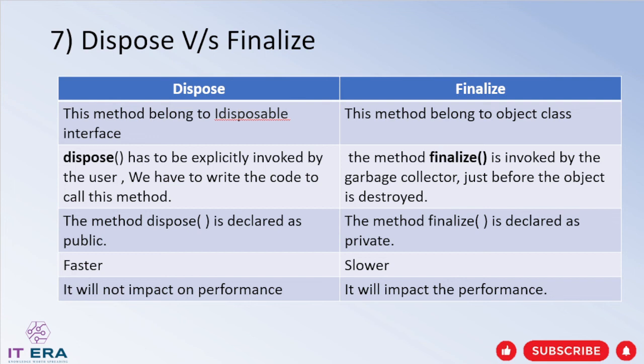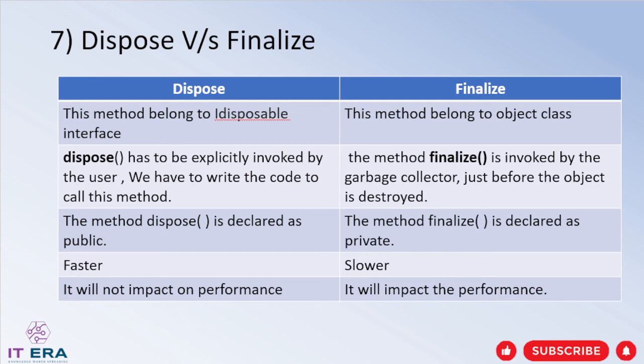Another one is, dispose method is declared as public, whereas finalize method is declared as private. Also, dispose method is faster and instantly disposes the object, but finalize method is slower as compared to dispose. The dispose method performs an instantaneous action, hence does not affect the performance of the website. But finalize method, being slower, affects the performance of the website.